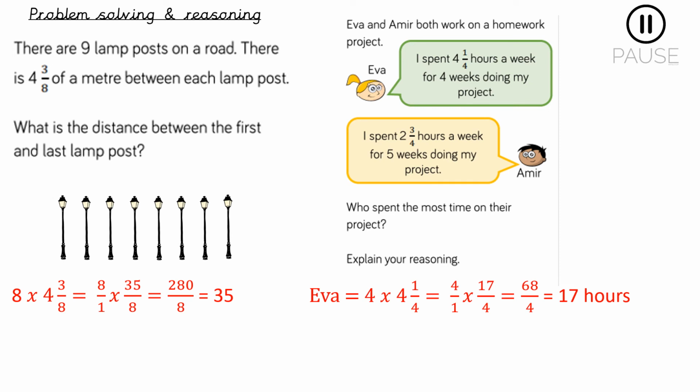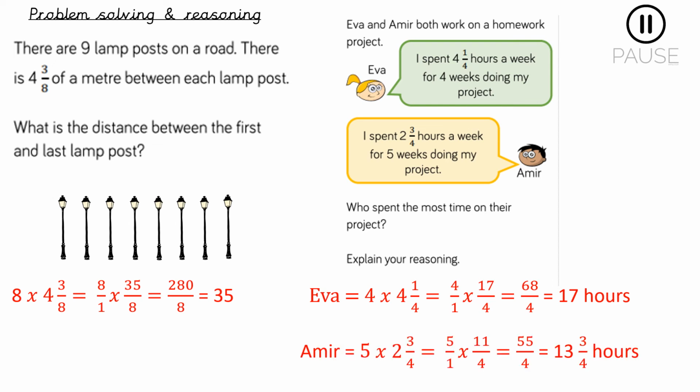So it's going to be 4 over 1. And again, I'm going to convert my 4.25 into an improper fraction, which is 17 quarters. Multiply them together, which gives you 68 over 4, or 68 quarters. And then how many quarters are in 68? It's 17, so the answer is 17 hours.